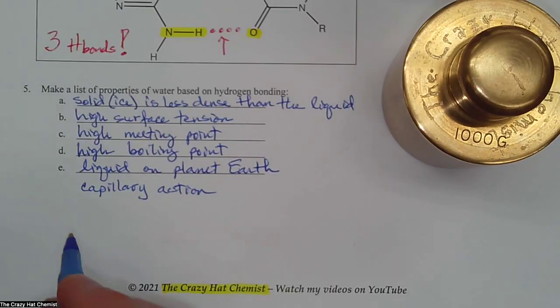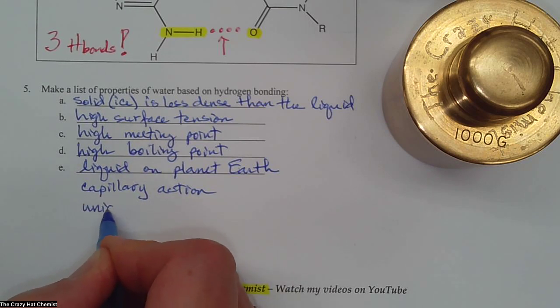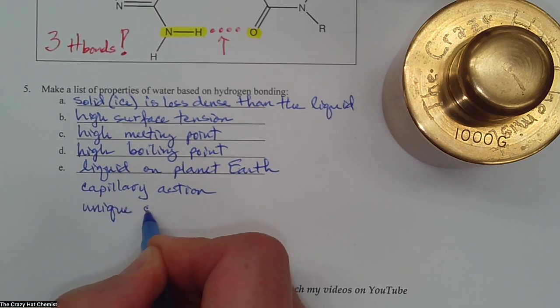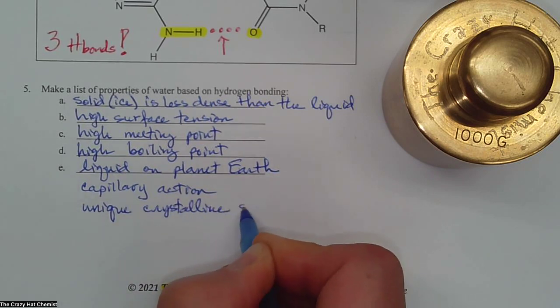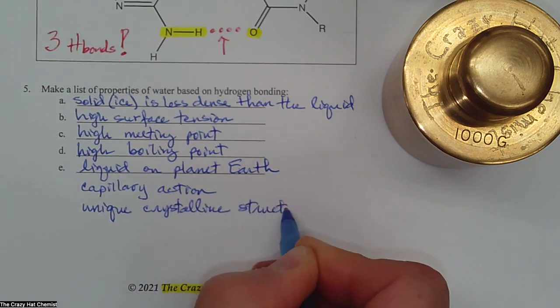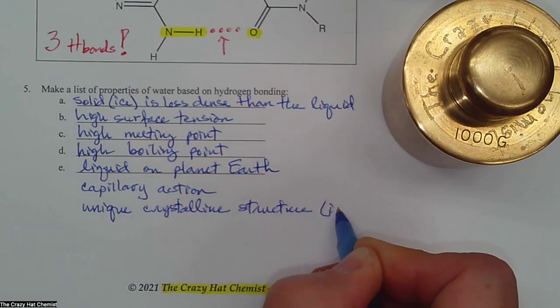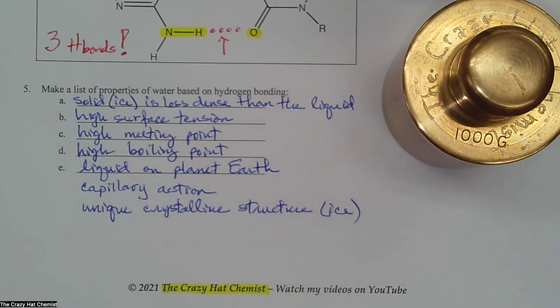Another one here is the unique crystalline structure. And this would be for ice. So if we were to take a look at an ice molecule, or rather many molecules of water and ice, you will find out that ice has a very unique crystalline structure. And that's very important as well. Due to hydrogen bonding, oh yeah, baby.